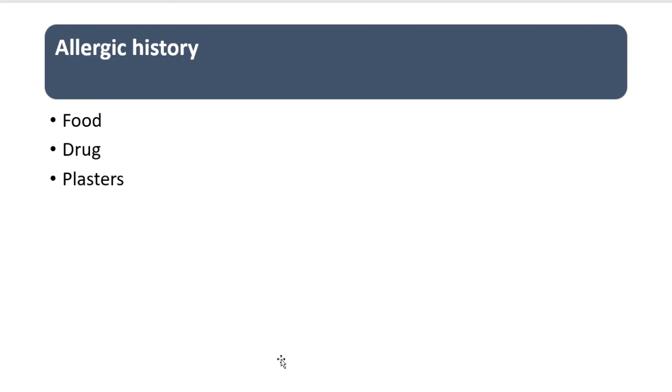Then the allergic history, very important. So food, drug, plasters: you have to ask, do you have any allergies to these medications? Panadol, paracetamol allergies, augmentin, any food allergies, any plaster allergies. So the allergic history is very important. Always remember food, drug, plasters in the allergic history.